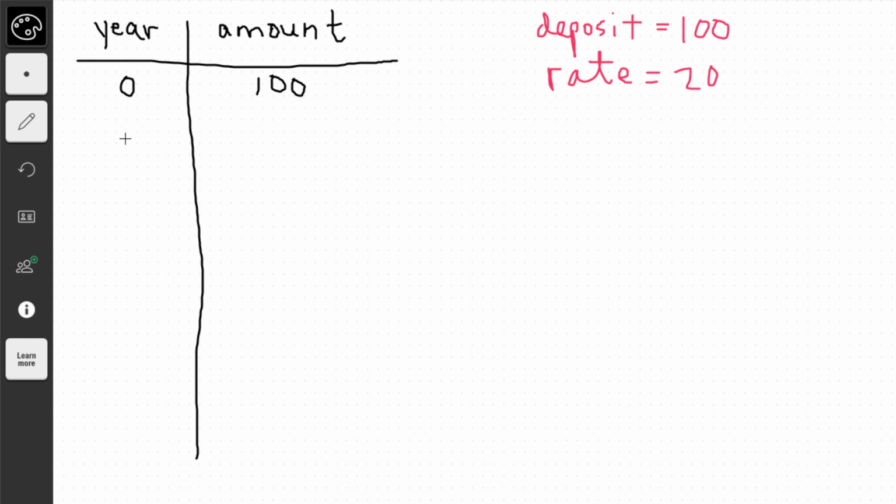All right, great. So what's going to happen after a year? Well, we're going to get 20% of this, right? So basically, we're going to do 100 times 20%, which would be 20 divided by 100. I could write it as 20 divided by 100, but mainly because of the number of pen strokes involved, I think it would be easier to just write it as 0.2. As long as everyone's okay with that, I'll just write it as 0.2.